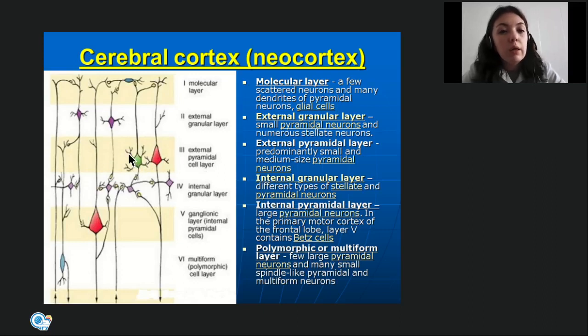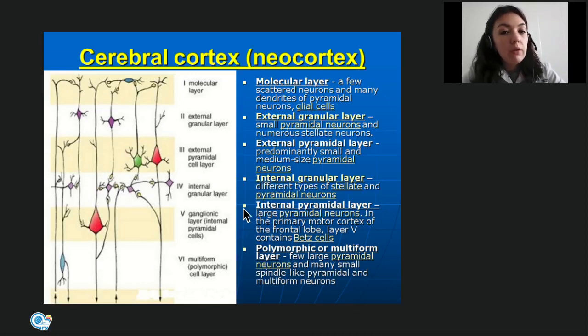I want to tell you that all of these 3 layers of neocortex, from the first to the third, act as intermediate neurons between the 4th and 5th layers. Because the 4th layer is the internal granular layer. Here there are different types of stellate and pyramidal neurons. The cells of the 4th layer of cortex are the cells where all the ascending tracts end. Spinothalamic, bulbothalamic, nucleothalamic, all of these tracts, the axons of third-order neurons located in the thalamus, end here in the internal granular layer.